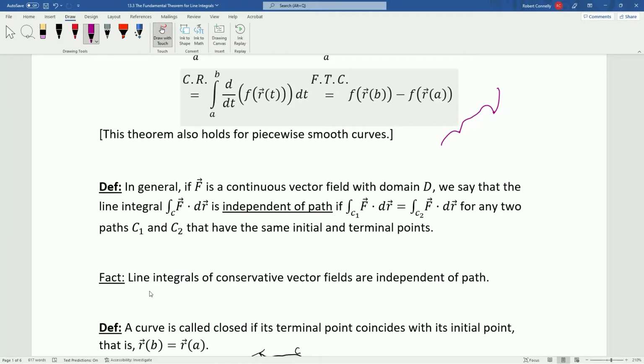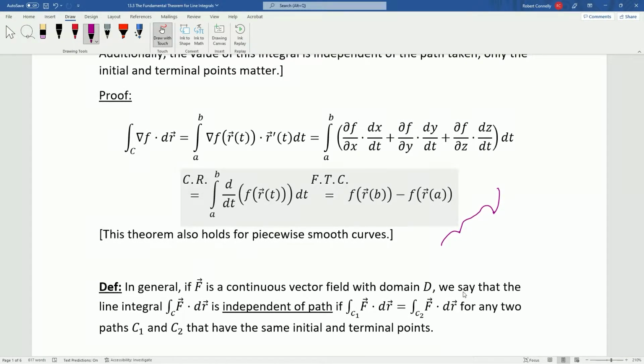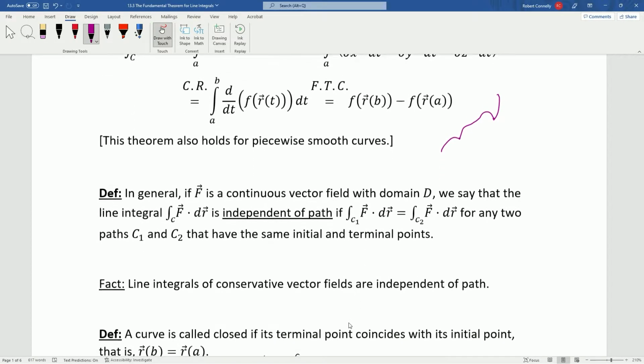Okay, so fact, line integrals of conservative vector fields are independent of path. So if we know something is a conservative vector field, then we know it's independent of path. And that tells us that we'll always get the same integral values no matter what path we take, as long as the initial and terminal points are the same.